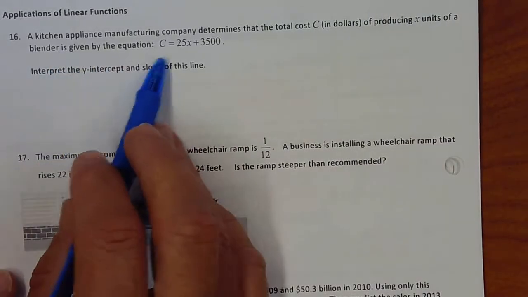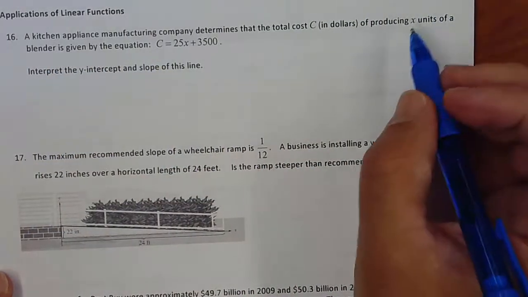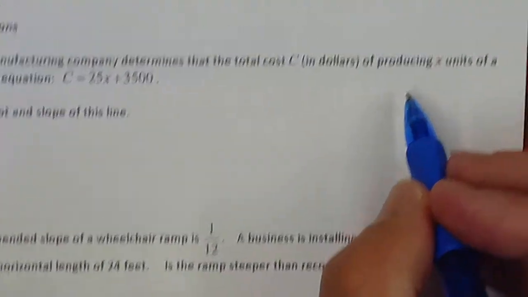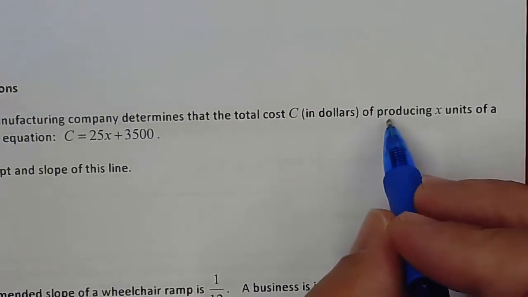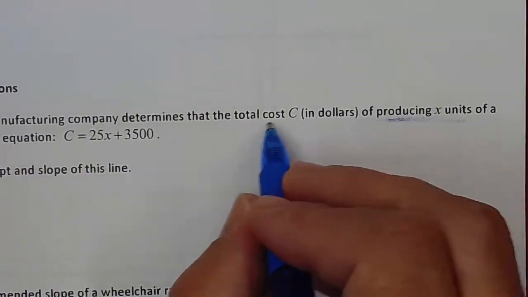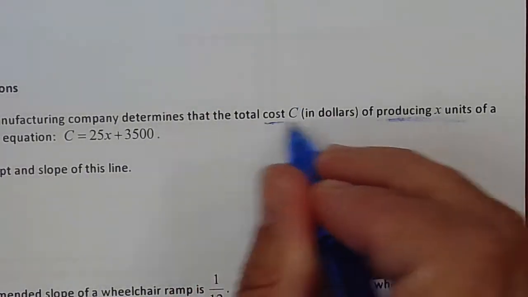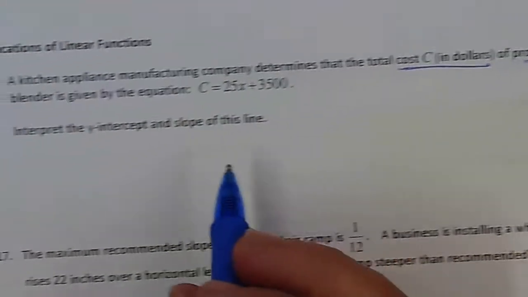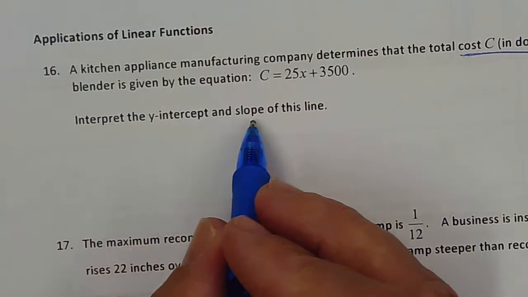All right, so here we have an equation relating. Sometimes underlining keywords and key phrases is going to be helpful for you. X is the number of units being produced. C, or the output value, the Y, will be the cost in dollars. Okay. So interpret the y-intercept and the slope of this line.